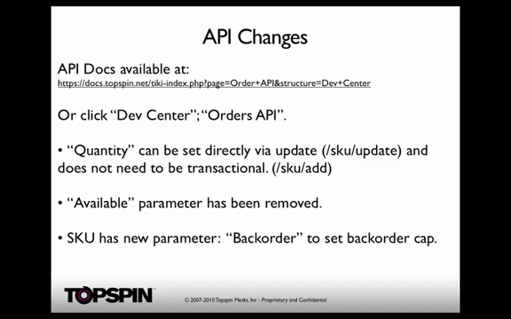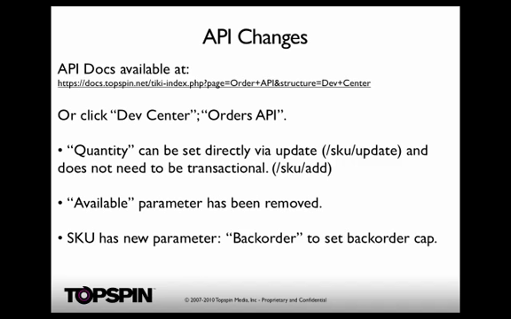Next, we're going to move on to API changes. The API documents are available online in our knowledge base, docs.topspin.net. The URL is here in this slideshow, and you can also reach it by clicking on the Dev Center tab at the top of the knowledge base and clicking on the Orders API option in the left rail. What all of this actually is affecting is the SKU modification API and not the Orders API directly. The documents are merged in the knowledge base, which is why you're referred to the Orders API here.